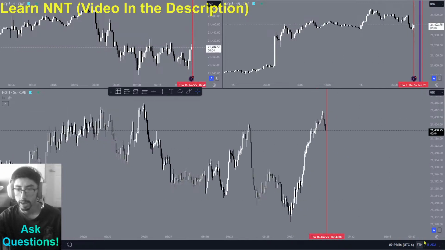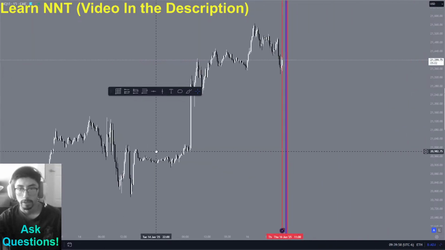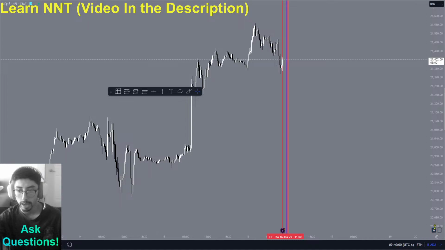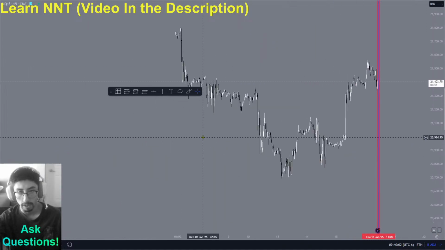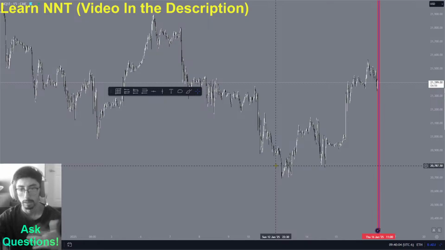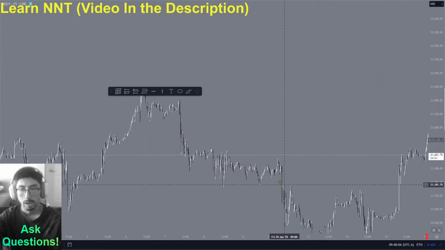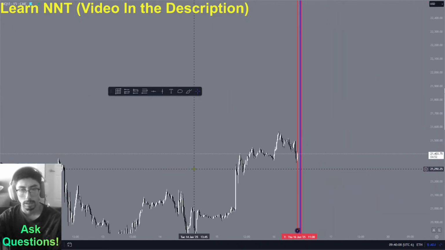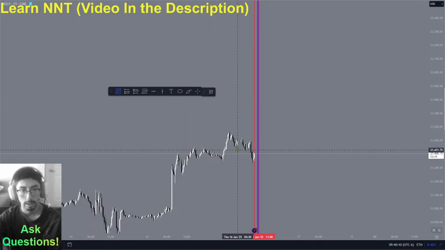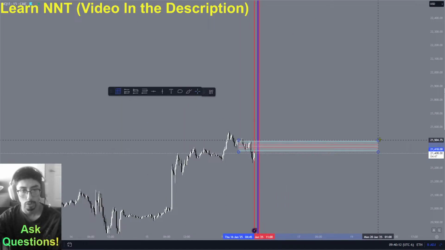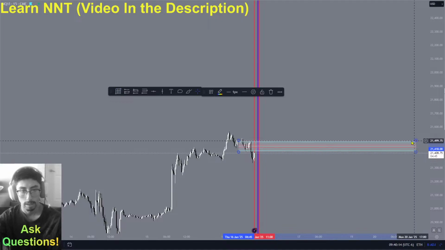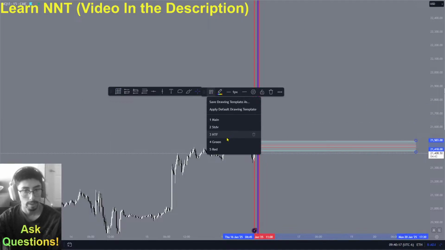So let's see if we see any high time frame zones. If you're not familiar with the strategy NNT, I have many videos on it. I have many short form videos on it too if you want a quick recap on it. Let me just mark out the zones that I see. This is a very strong one right here. Let's make it high time frame.